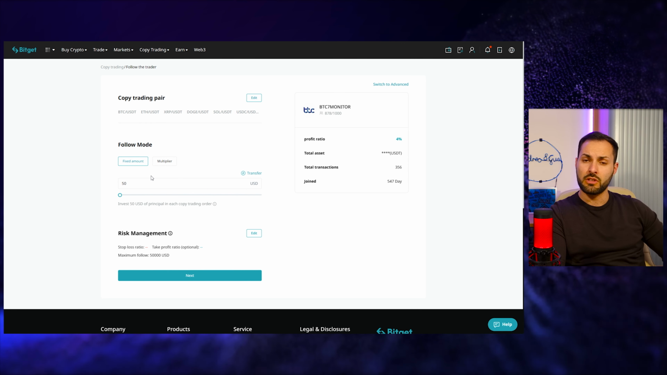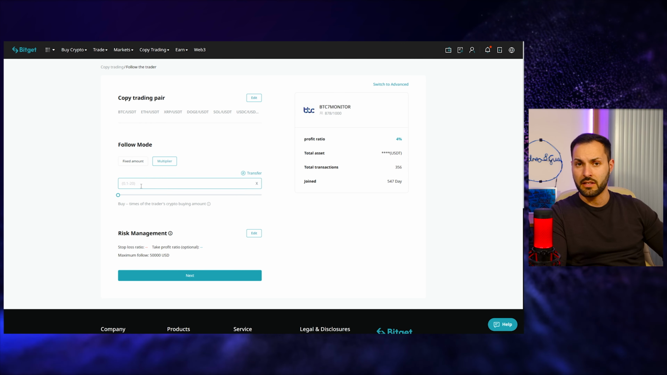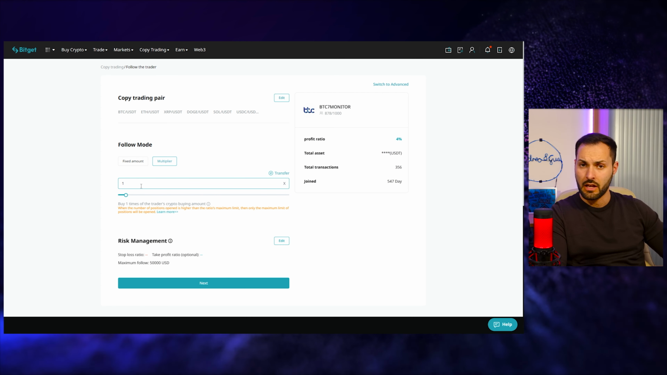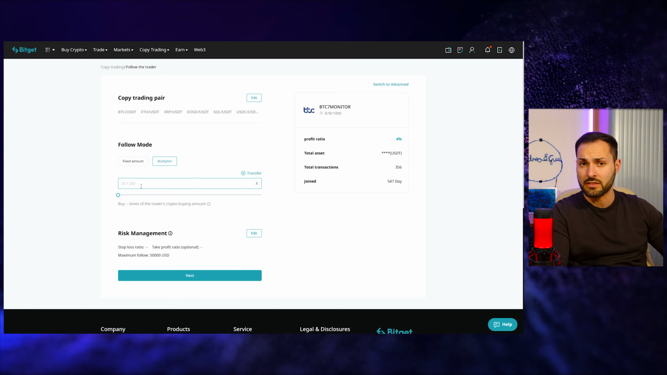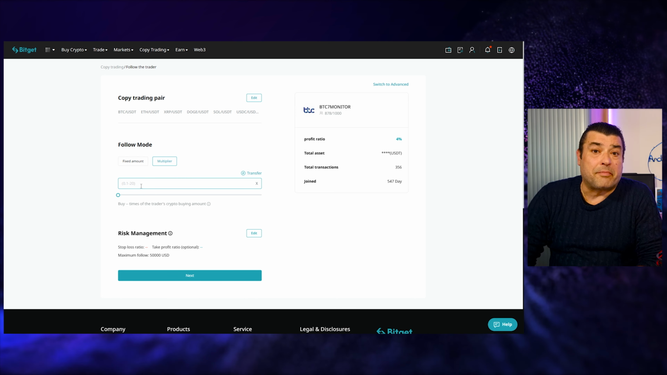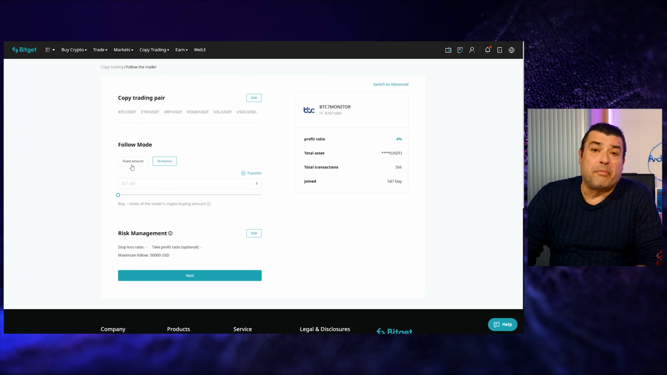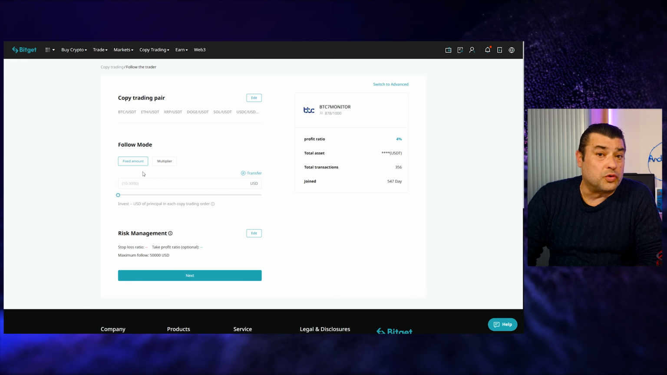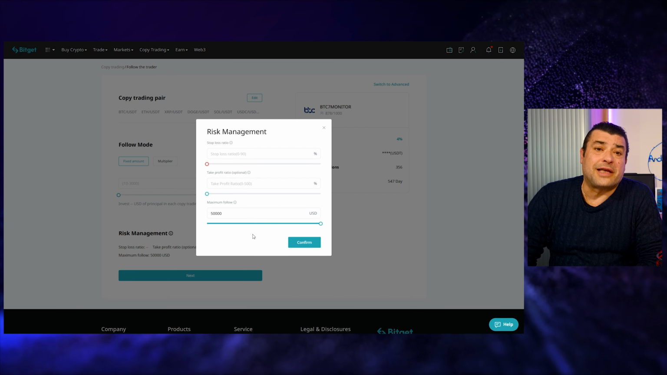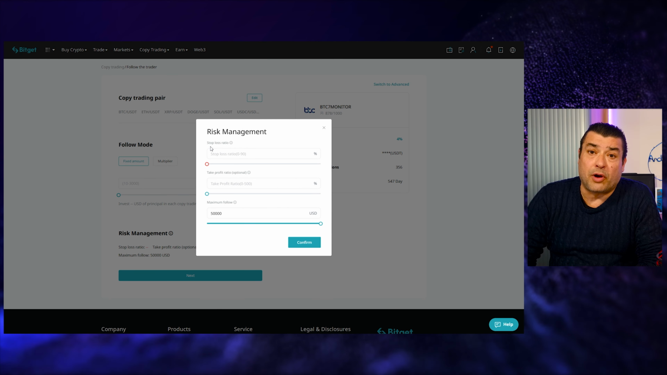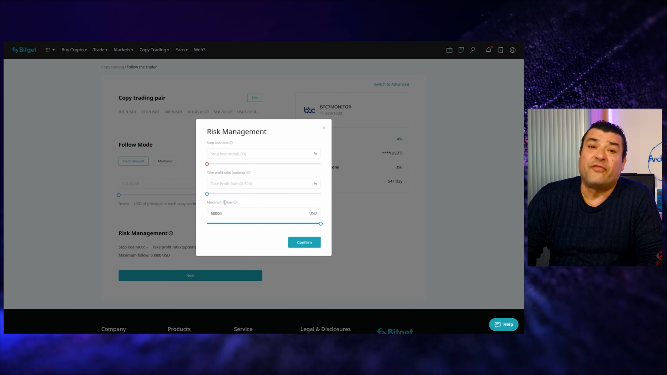You can use a multiplier ranging from 0.1 to 20 based on the trader's trade size. However, be cautious about your account size and trade size, as you could end up maxing out your account with just one trade if you're not careful. A fixed amount may be a safer choice, but ultimately it's up to you to decide. In terms of risk management, as shown here, we can adjust our drop-down options for stop loss, take profit, and maximum follow amount.